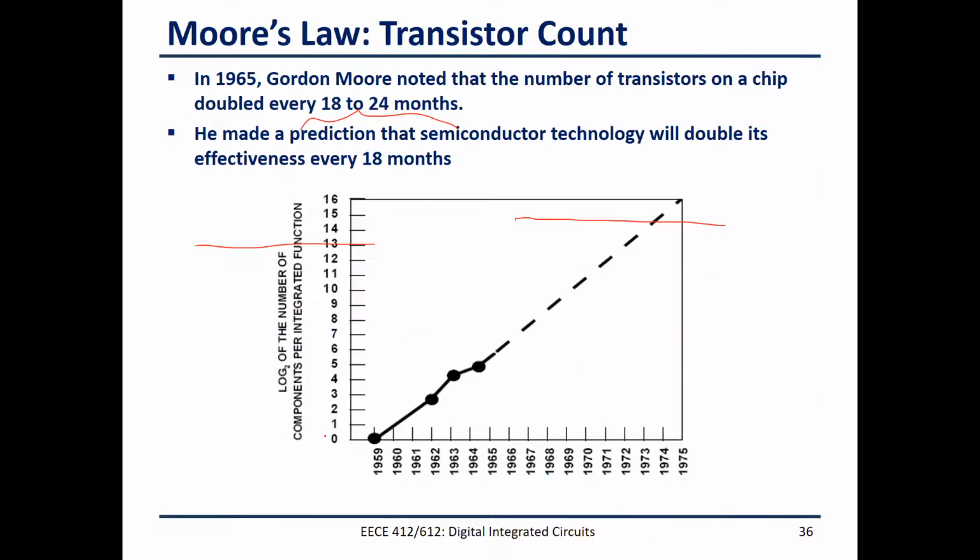Okay, hello. As far as we are concerned, we went in history back to the 1880s. We saw that in the 1960s, the integrated chips started to pop up. Gordon Moore in 1965 predicted that the number of transistors on the chip is going to double every 1.5 to 2 years. And he made a prediction that the technology will double its effectiveness.